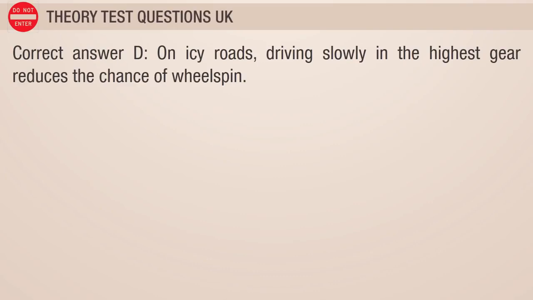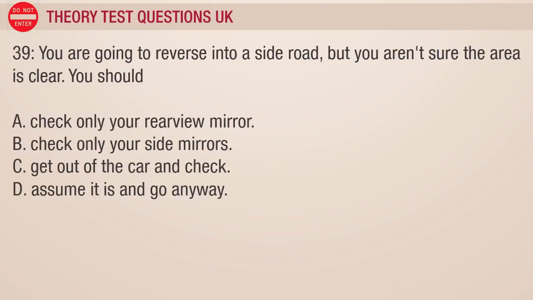Correct answer D. On icy roads, driving slowly in the highest gear reduces the chance of wheel spin. Question 39. You are going to reverse into a side road, but you aren't sure the area is clear. You should A. Check only your rear view mirror. B. Check only your side mirrors. C. Get out of the car and check. D. Assume it is and go anyway.